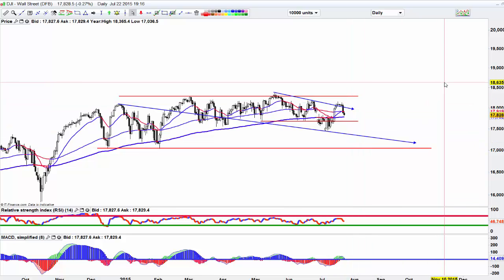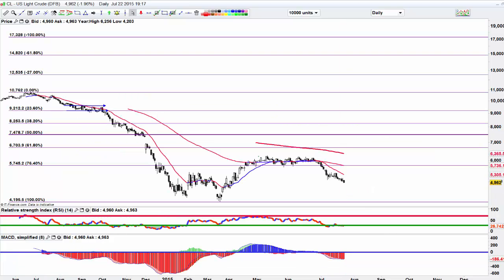Okay, I do hope that helps. Gold and oil are just drifting lower. So a quick look at oil. My target for oil is down here, around about the 40-45 mark, currently under 50.